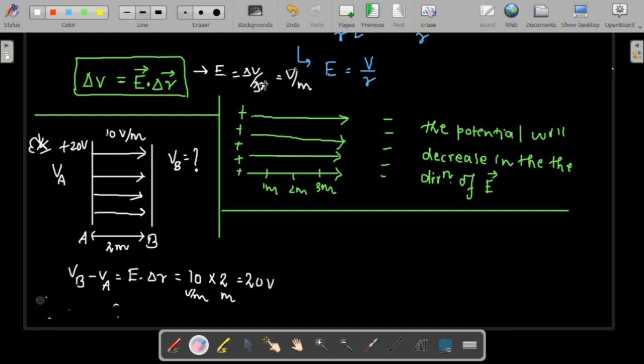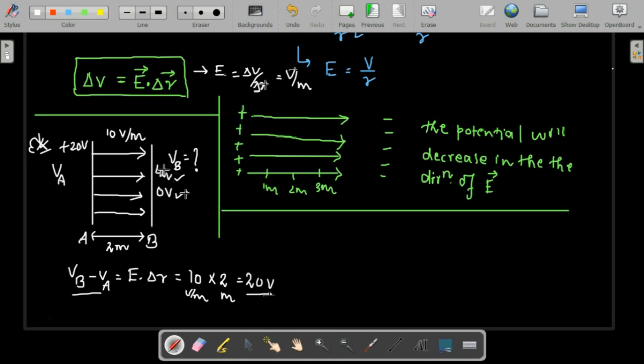The potential difference is 20 volt. It says that VB minus VA is 20 volt. So the difference is 20 volt. That means VB can be either 40 volt, because if this is 40 volt, this would be 40 minus 20, which would be 20, or it can be 0 volt. Both the cases are possible. This VB can be 0 volt, or VB can be 40 volt, because I'm saying that the potential difference is 20 volt. So it can be 40 or 0. Both the cases, the difference is 20 volt.